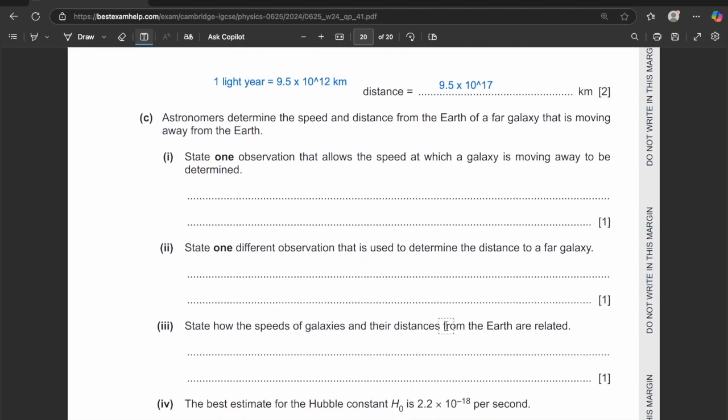So C. Astronomers determine the speed and distance from the Earth of a far galaxy that is moving away from the Earth. 1. State one observation that allows the speed at which a galaxy is moving away to be determined. So this is about redshift, right? If it's moving away, the observed wavelength will increase. That's redshift. So you can also say the increase in observed wavelength, or just the amount of redshift. So I just write amount of redshift.